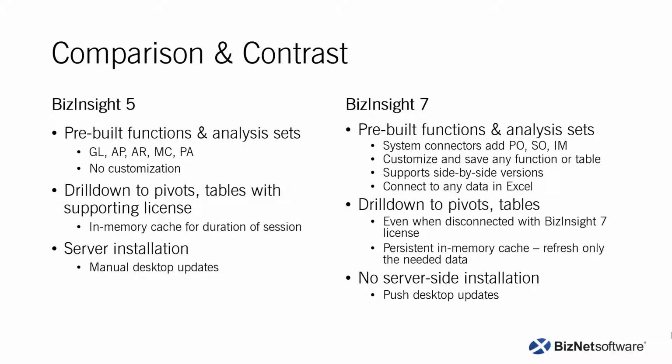Some of you in legacy versions of BizInsight can actually run your BizInsight 5 installation inside a BizInsight 7 environment and take advantage of being able to store information in cache and use the new function interface. You can drill down to pivots and tables even when you're disconnected. It's a persistent in-memory cache. You can refresh only the data that's needed, and there's no server-side installation at all. Updates are pushed to the desktop. So hopefully that helps a little bit.